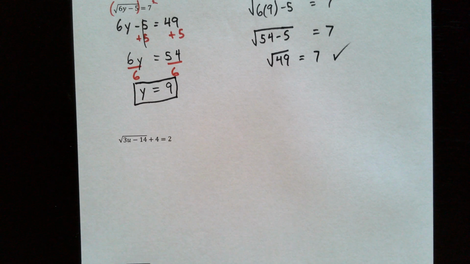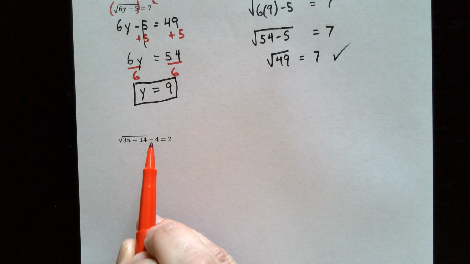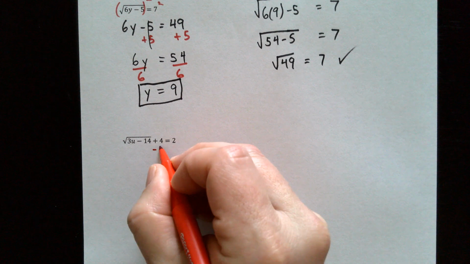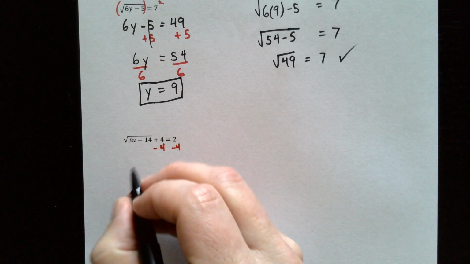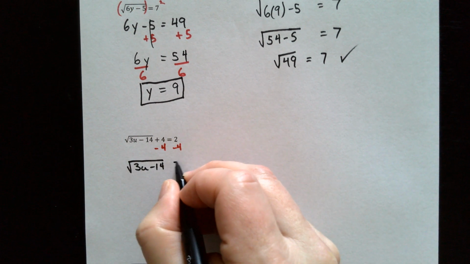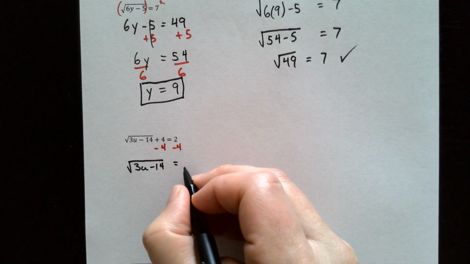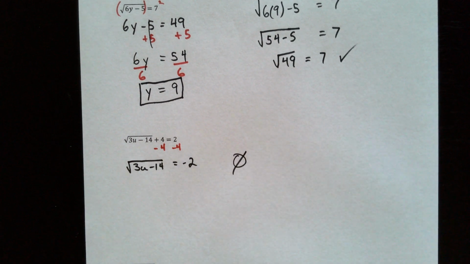Okay, let's look at this next one. So we've got all this stuff here. In the square root, we've got this plus 4 that's over here, which can't be. We need to move it. So that's the first step we do, is get rid of that 4. Move it to the other side by subtraction. So that will give us the square root of 3u minus 14 is equal to 2 minus 4. That's negative 2. So what does that mean? Since we have a square root that's equal to a negative number, no solution.